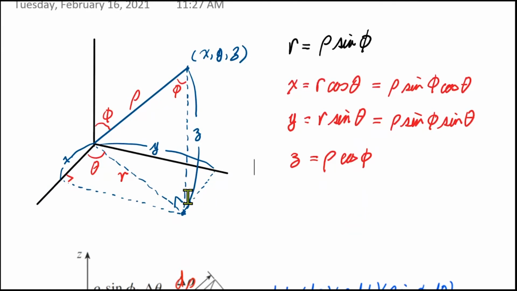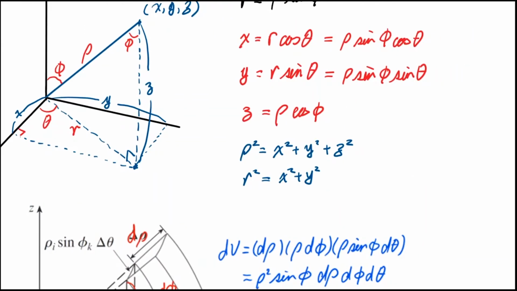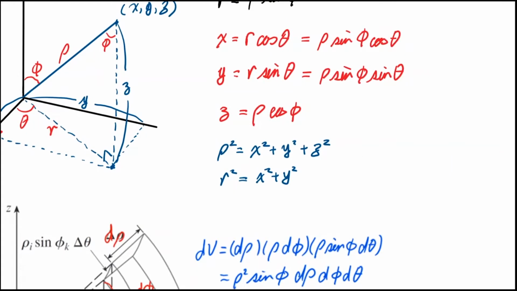The other way is super Pythagorean theorem. So rho squared, of course, is x squared plus y squared plus z squared, isn't it? That's one way. So if you have x, y, z, you can calculate rho. And then r squared is, of course, x squared plus y squared, those two, right? And having that, then you have this convenient relationship.